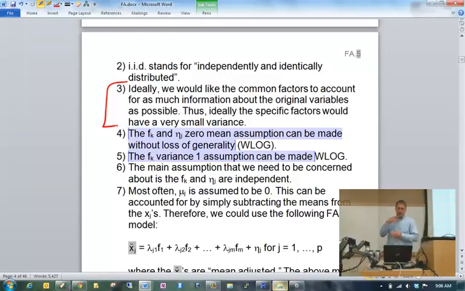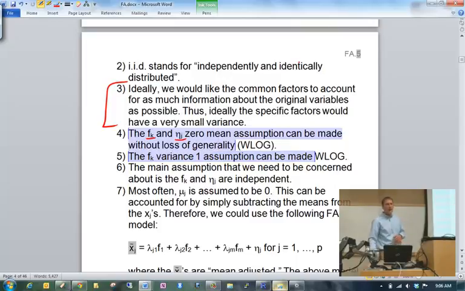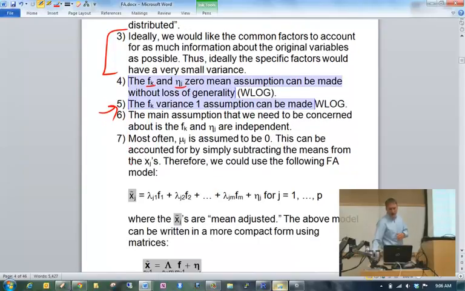Now there were a number of assumptions that I was mentioning to you. First of all, these f's and these etas have a mean of 0, and that assumption is not really a big deal because if they didn't have a mean of 0, we could basically suck up this non-zero mean into our mu's in our factor analysis model. Also, it's not a big deal that the f's have a variance of 1. We can always change the lambdas if we needed to get it into a new factor that had a variance of 1.